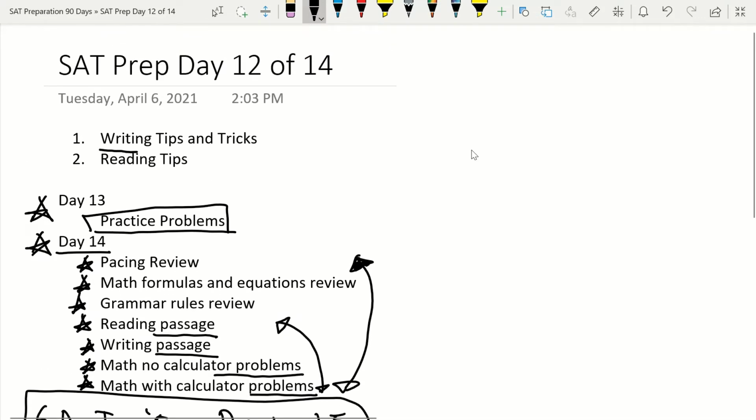But for today, once again, giving you a lot of those writing tips and tricks that are designed to help you improve that writing score pretty quickly. And then we'll also have 2 reading tips at the end as well. So with that, we're going to go ahead and get started with the writing tips.